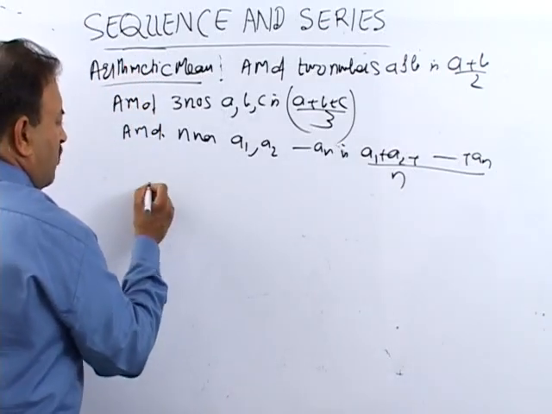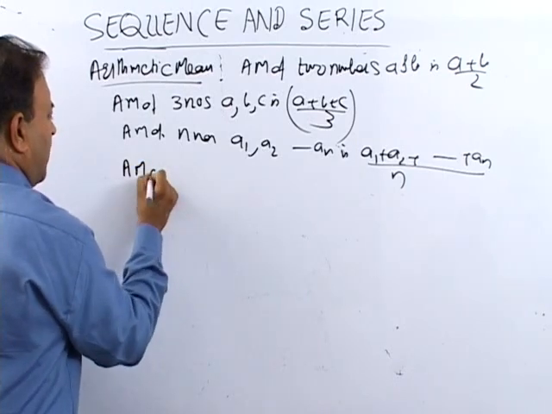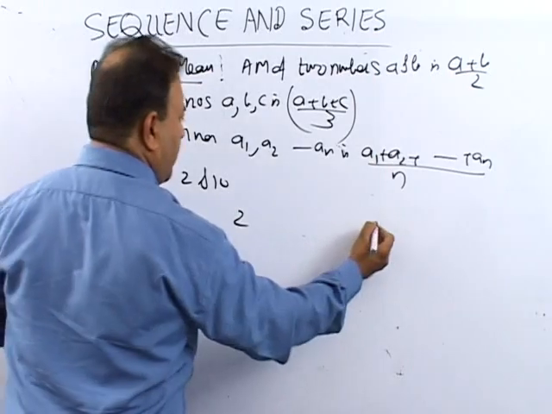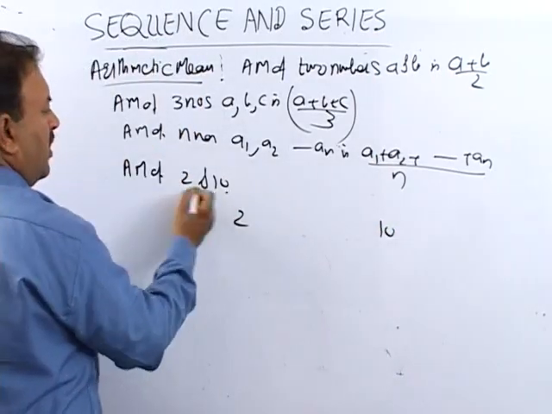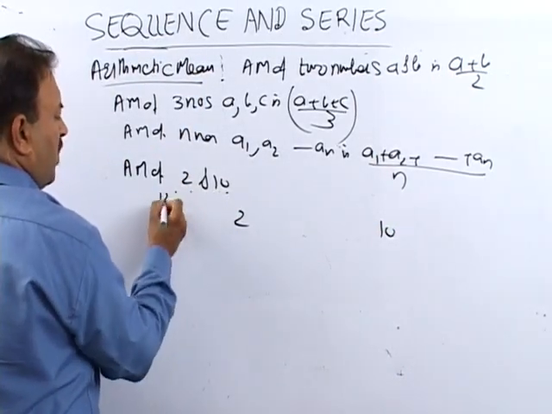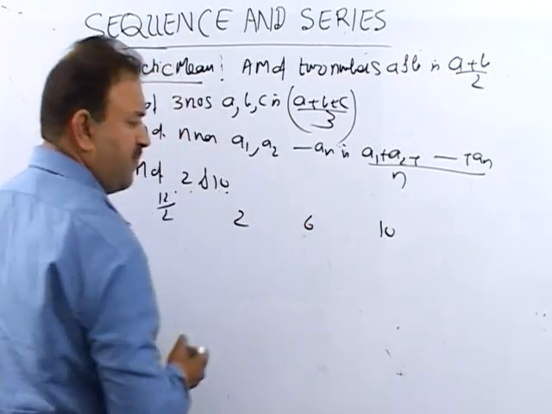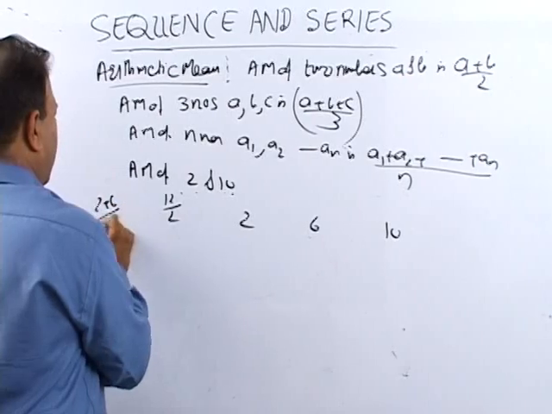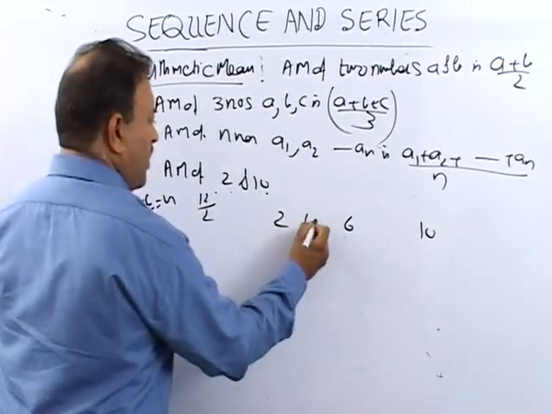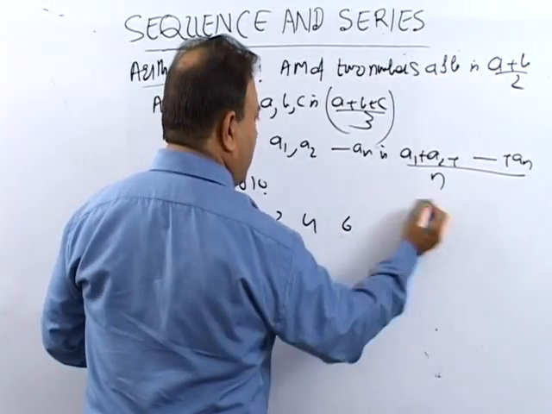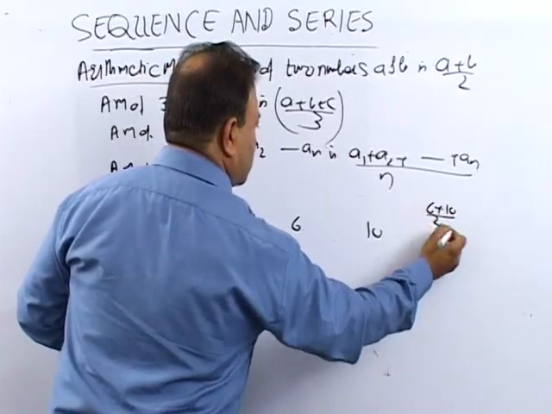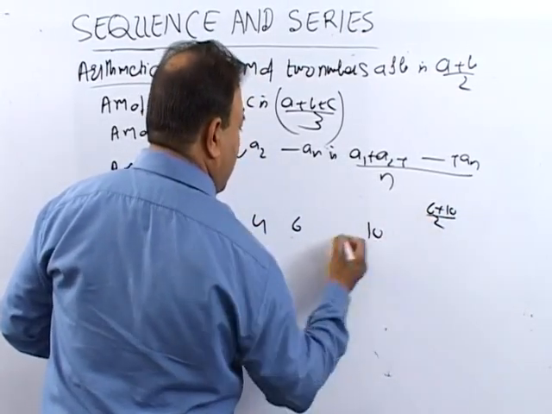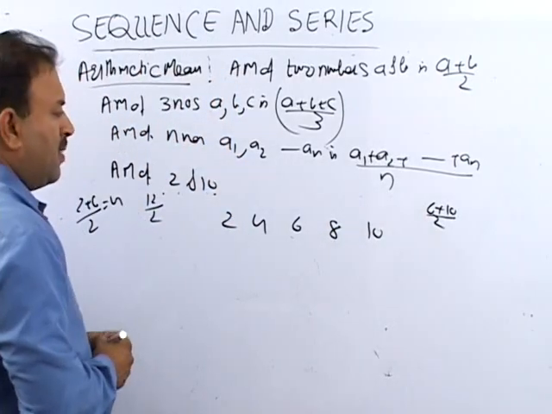I ask you a question: what is the arithmetic mean of 2 and 10? I take 2 here and 10 here. The arithmetic mean is what? 2 plus 10 is 12, 12 by 2 comes out to be 6 over here. Then find the arithmetic mean of 2 and 6: 2 plus 6 by 2 comes out to be 4. And here find 6 plus 10 by 2, which is 16 by 2, that is 8. So now what will we say?